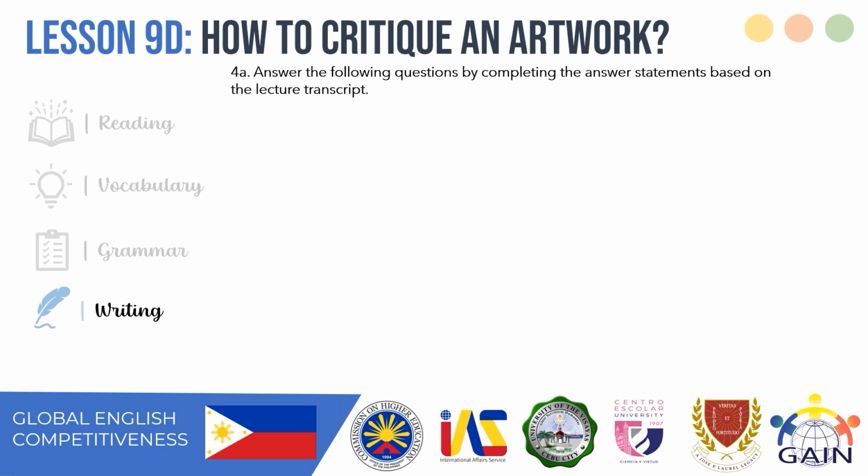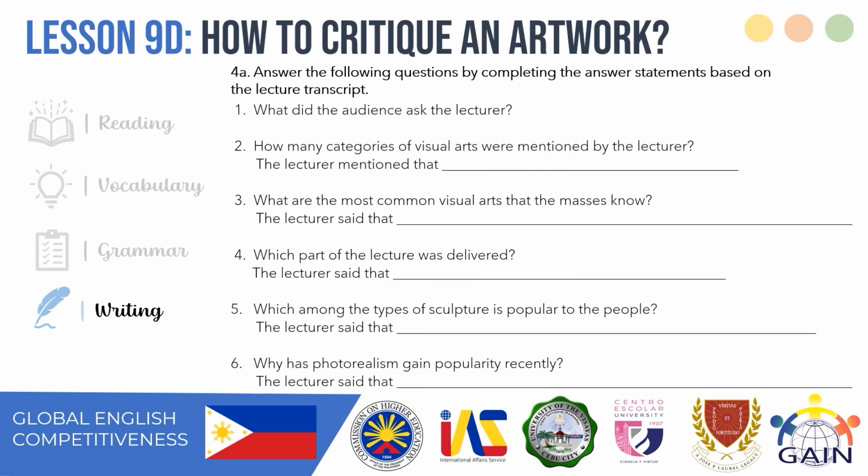Now for our writing activities, still on reported speeches, answer the following questions by completing the answer statements based on the lecture transcript. For example, in number 1, what did the audience ask the lecturer? The answer here, the audience asked what art form was the most popular. Now pause the video and answer items number 2 to 6. Here are the correct answers.